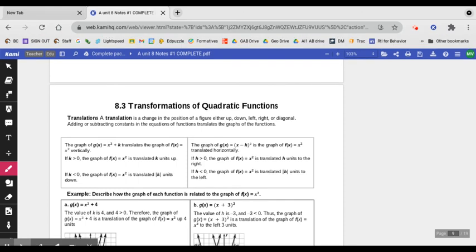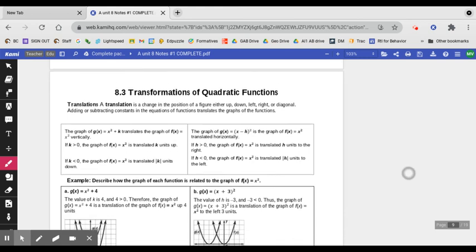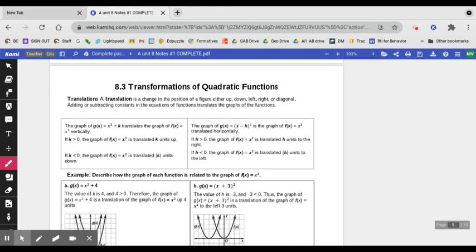Hello, everyone. Today we are going to talk about transformations on quadratic functions. So a translation is a change in the position of the figure, either up, down, left, right, or diagonal. Adding or subtracting constants in the equation of a function translates the graphs.